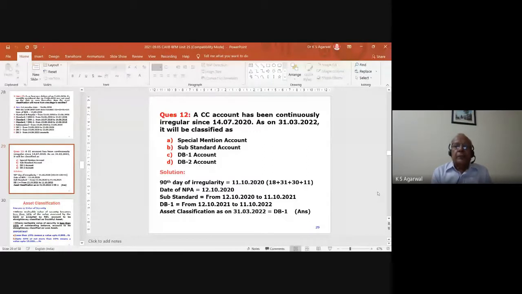So it will be substandard from 12th October 2020 to 11th October 2021. It will be DB1 from 12th October 2021 to 11th October 2022. And because my 31st March 2022 date falls during the period when it is DB1, my answer is DB1. That is option C.